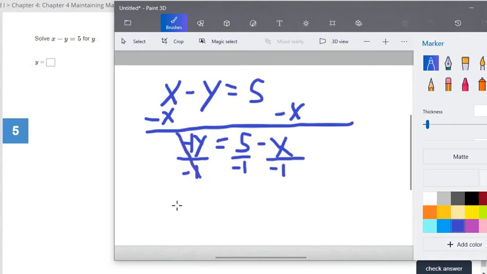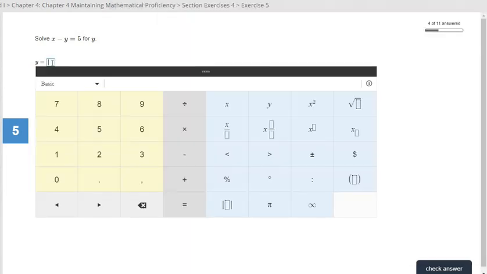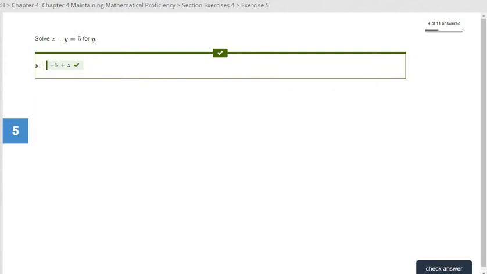So these negative ones will cancel out, leaving us just a y equals 5 divided by negative 1 is negative 5. And negative x divided by negative 1. Again, this is negative 1x, so this is again just going to cancel that out and make this plus x. So this would be our answer here, negative 5 plus x. So let me get that typed in, negative 5 plus x. Hit that check answer button, make sure you're correct, and we are.